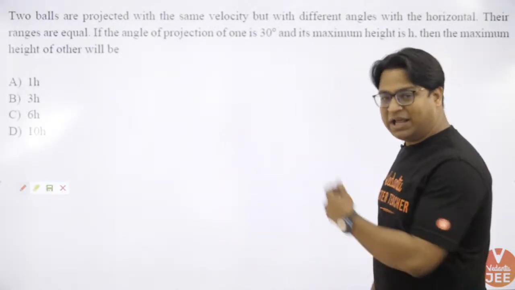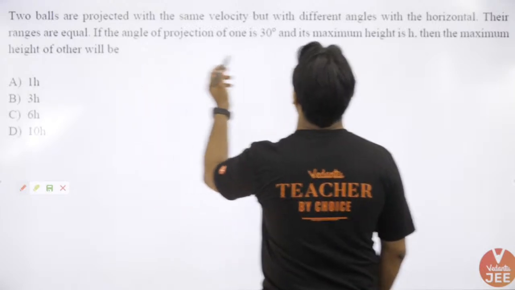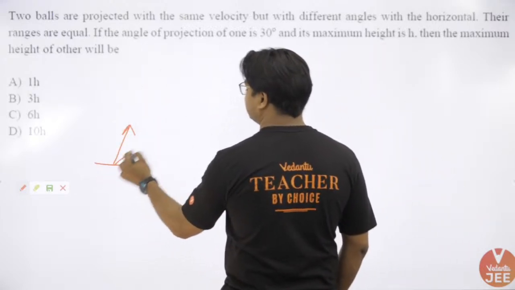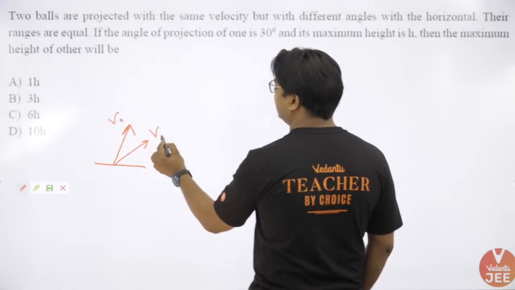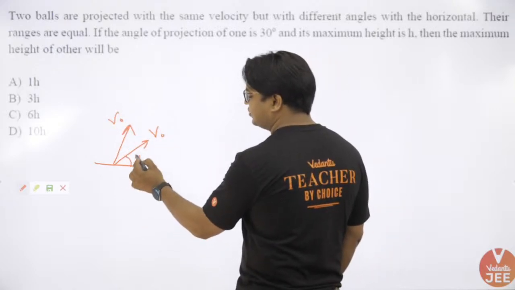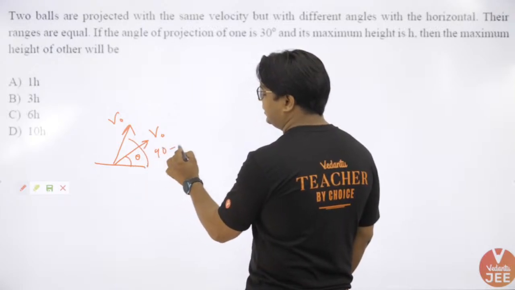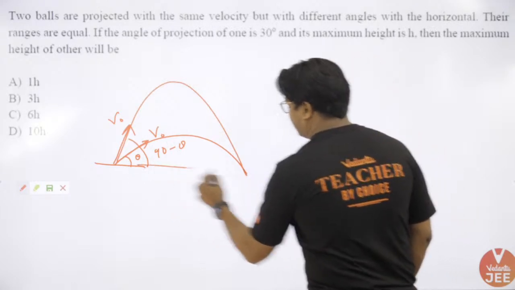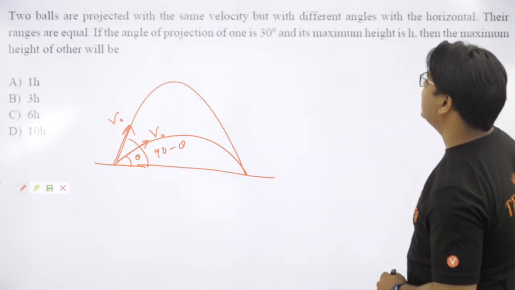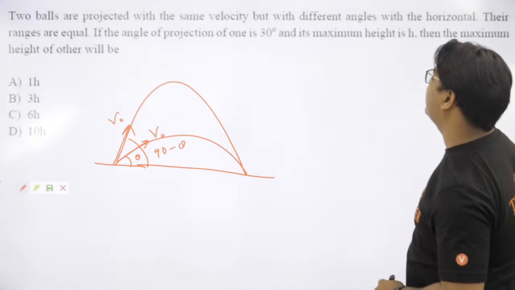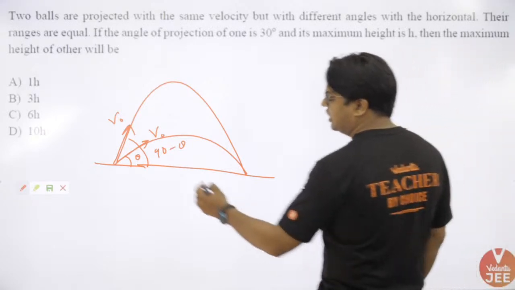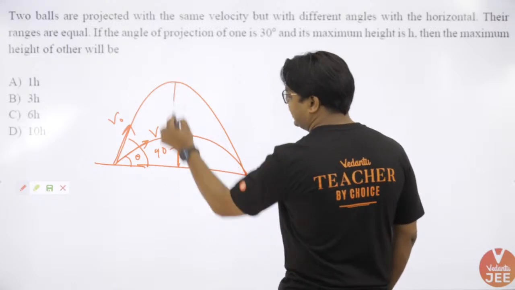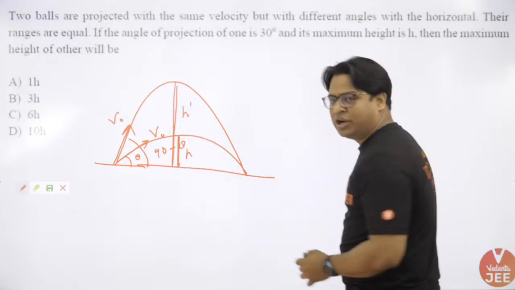I'll repeat the solution. It says that two balls are projected with the same velocity at different angles. So there are two balls, projected with the same speed but at different angles. We are aware that in such cases the two angles are complementary when the range is the same, like one will land here, the other will probably land here. All right. If the angle of projection for one of the cases is 30 and its maximum height is h, the lower angle is given to be 30 and the maximum height is h. We want to find the other height, let's call it h prime.